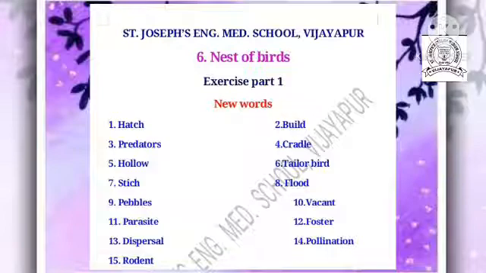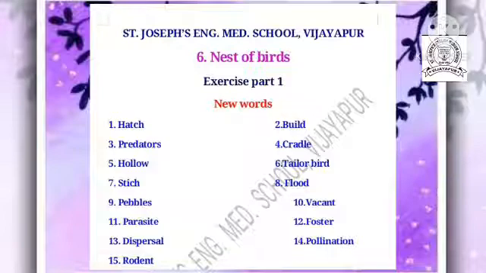The next one is parasite. Parasite means what? An animal which survives on another animal. These are called parasites. Which bird is called a parasite or lazy bird? Cuckoo and koel are called parasite or lazy birds. Now the next one is foster. Foster means false parent.